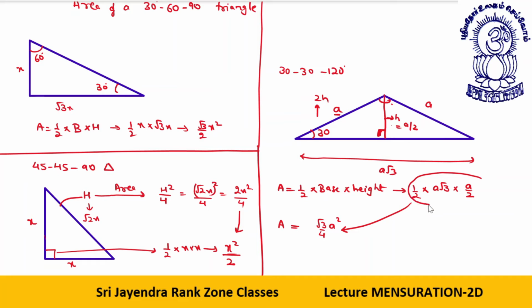Half into a by root 3 into a by 2. This gives you root 3 by 4 a square. This is the area of a triangle for a 30, 30, 120 degree triangle. Okay.